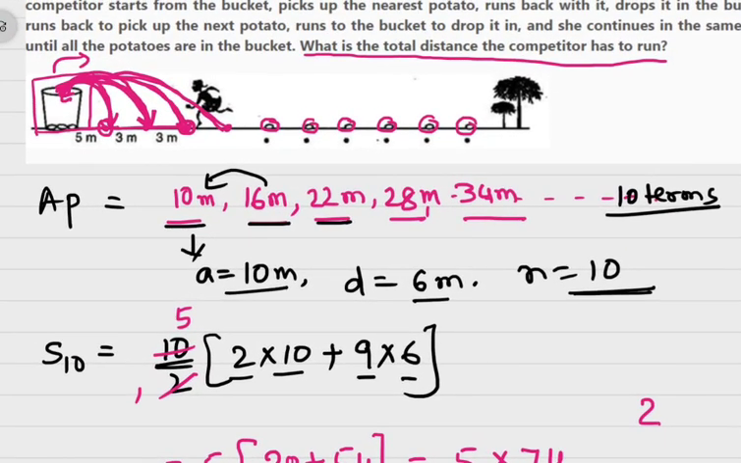What is the total distance covered by the competitor? Distance covered by the competitor is 370 meters.